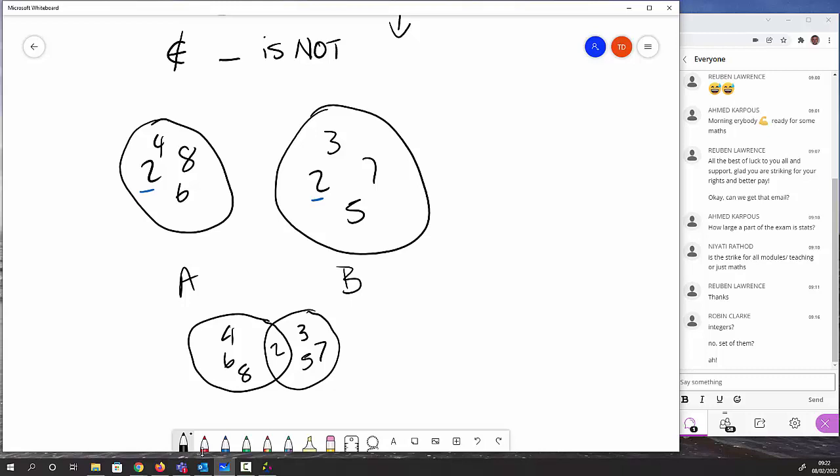Also, we tend to draw these as circles, but there's no reason why they need to be circles. They can be ellipses, or any shape you want, and some sets use star shapes.